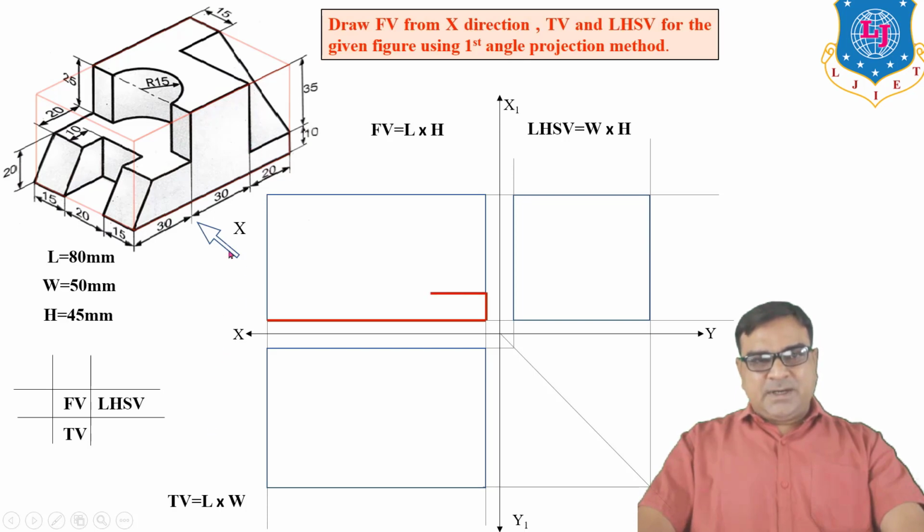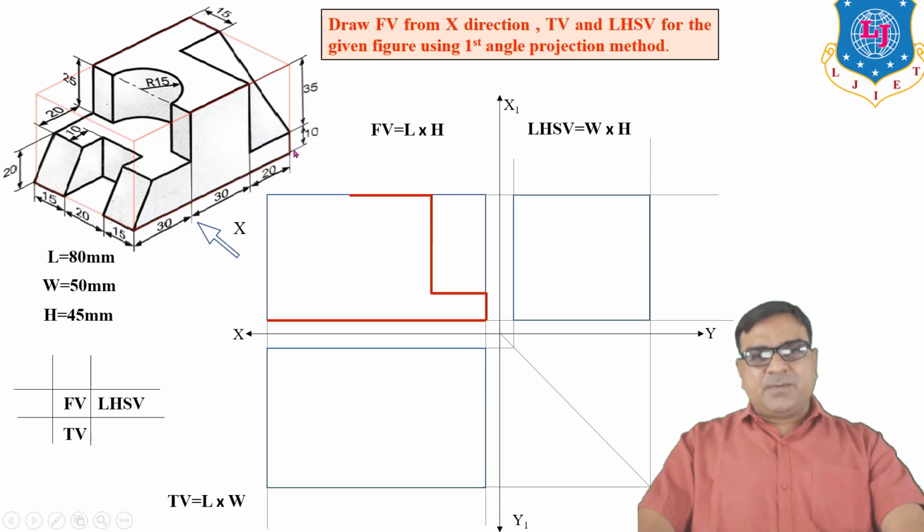This is a vertical line up to this surface. Now draw a horizontal line. Actually, this line is the front view for this whole surface because when the plane or the surface is parallel to HP and perpendicular to VP, the front view is a line.